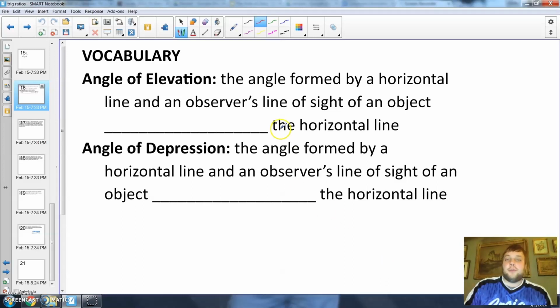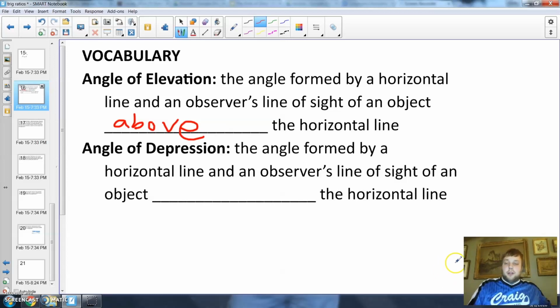Alright, so I got first two definitions we got to talk about. First of all, angle of elevation, angle of depression. Okay, what are these? Elevation: it's the angle formed by a horizontal line and an observer's line of sight to an object above. Okay, above the horizontal line.